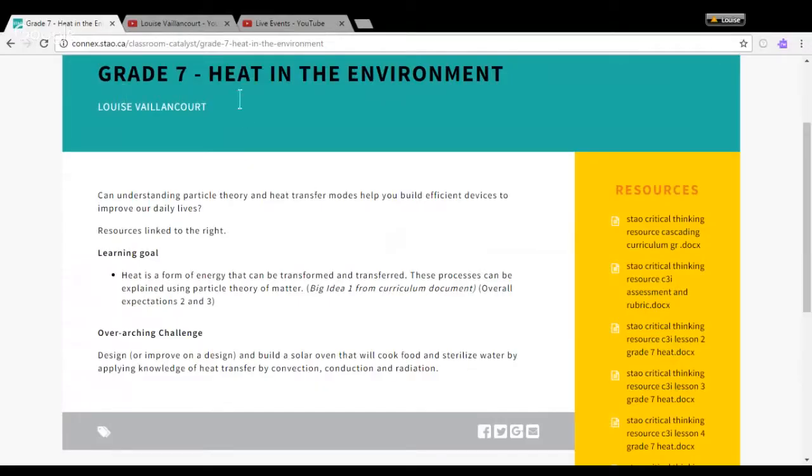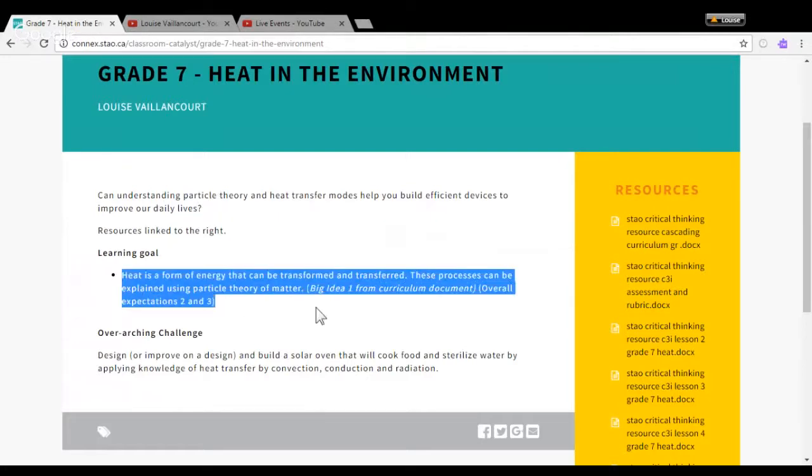In our Grade 7 Heat in the Environment unit, we have a learning goal that is, heat is a form of energy that can be transformed and transferred. These processes can be explained using particle theory of matter. And that comes from our curriculum document using the big idea number 1 and overall expectations 2 and 3.